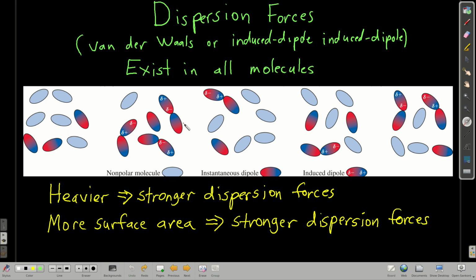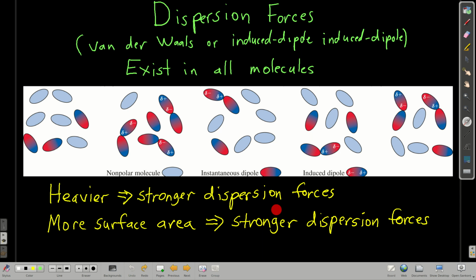So the first type of intermolecular force that we will talk about is called dispersion forces. Sometimes you'll see them called van der Waals forces or induced dipole. For our purposes, these are all the same. Every molecule has these. As long as there's electrons, there are dispersion forces. Now, as far as comparing the strength of the dispersion forces between molecules, the heavier the molecule is, the stronger the dispersion forces are. And also the more surface area, the stronger the dispersion forces are.